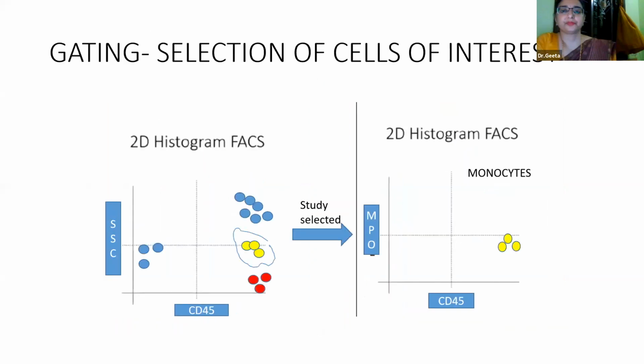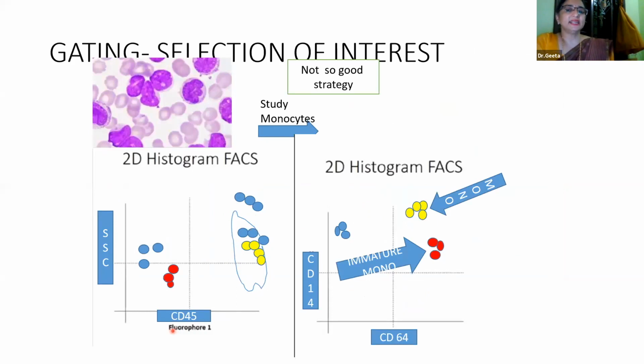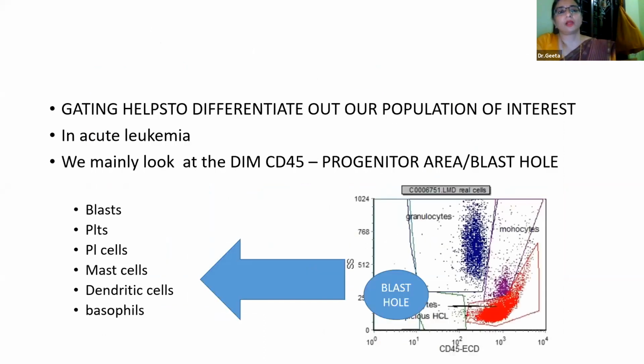Now, if we want to select and study the monocytic cells, we should be careful. If we are dealing with monocytic leukemia, we may have to use a specific monocytic immature cell marker like CD64. So what about the selection of blasts before we actually start putting the antibodies?